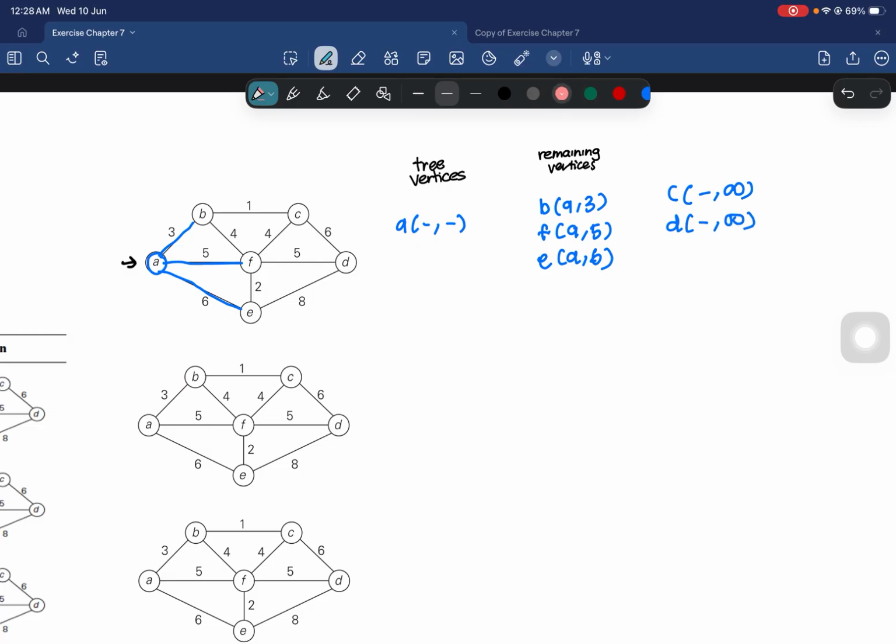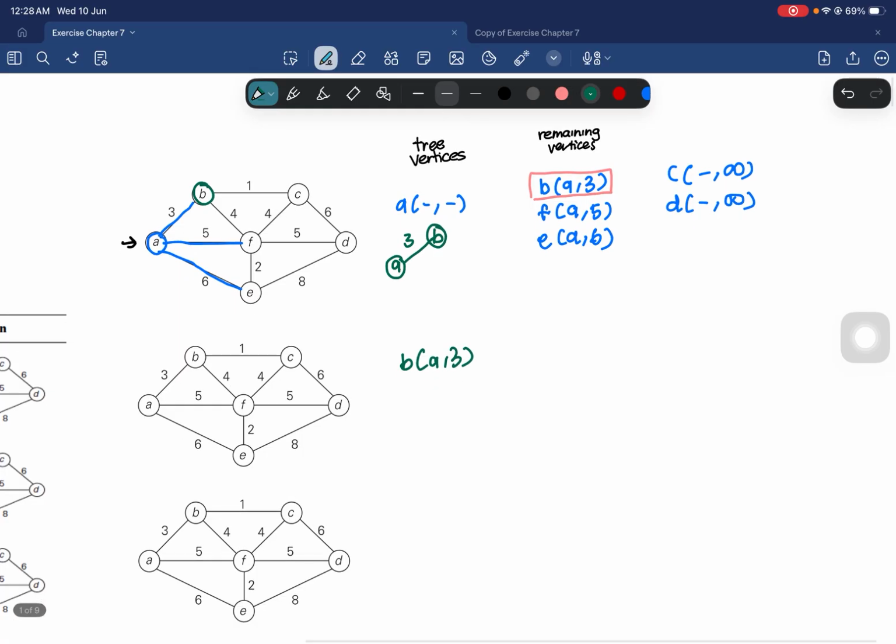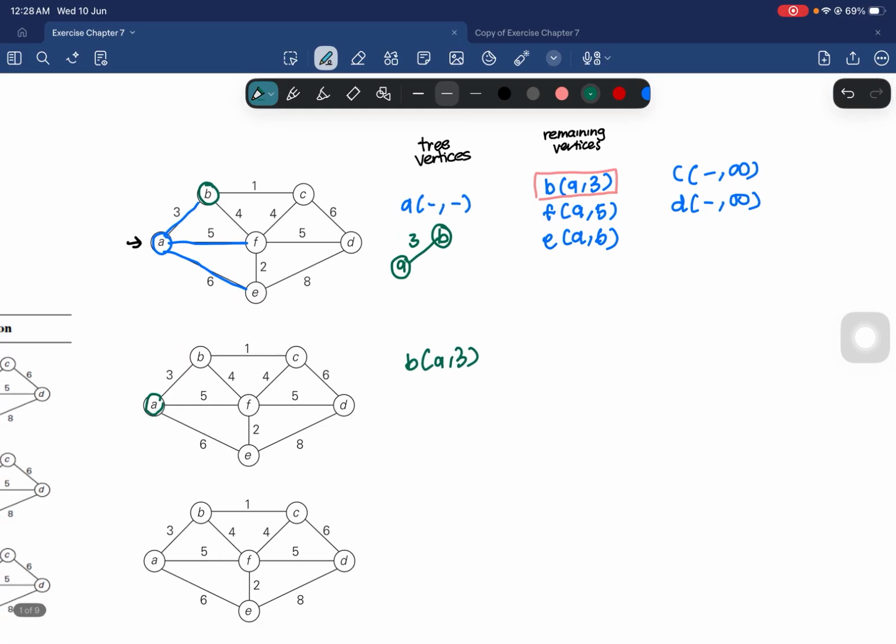Which one is the shortest? So the shortest is B. Then we take B. So the tree will be like this. And we take B here. So A to B is 3.